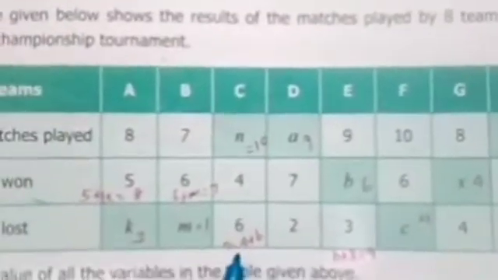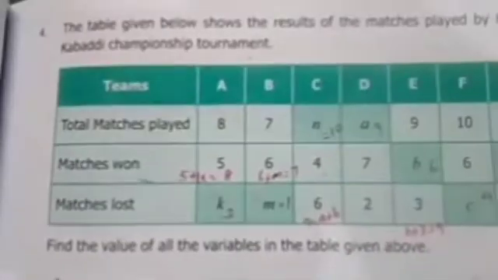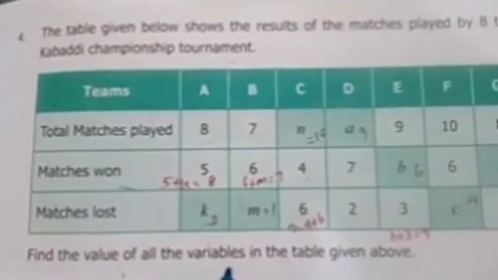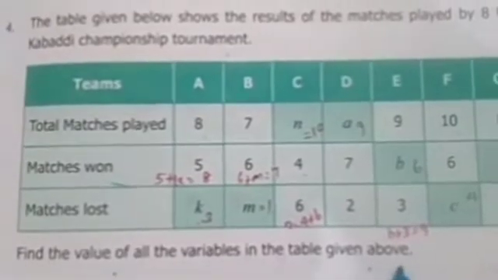So matches won: for team A 5, B 6, C 4, D 7, E is unknown, F is 6, then G is unknown, H is 3. Matches lost: A is unknown, B also unknown, C is 6, D is 2, E is 3, F is unknown, G is 4, H is 6. So we want to find the value of all the variables in the table given above.